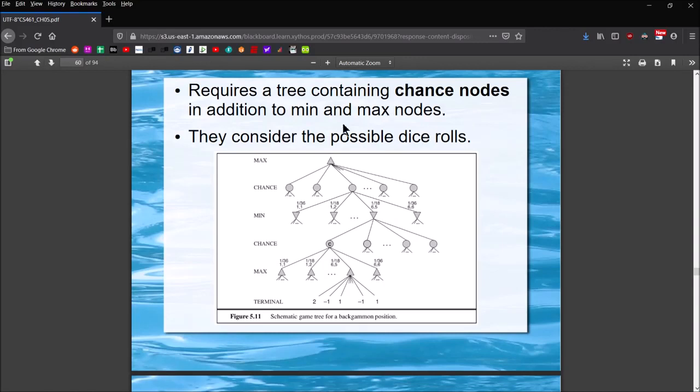So if you take a look at figure 5.11 here, we've got a schematic for a game tree for that backgammon position we just took a look at. So you can see that you've got the different levels, the different plies playing out, but interspersed throughout the tree, there are some new levels. Then there's levels representing these chance nodes, right? And so if you take a look at the one for min, the 3rd row, you see one of these chance nodes has been expanded into possible positions for min, right?